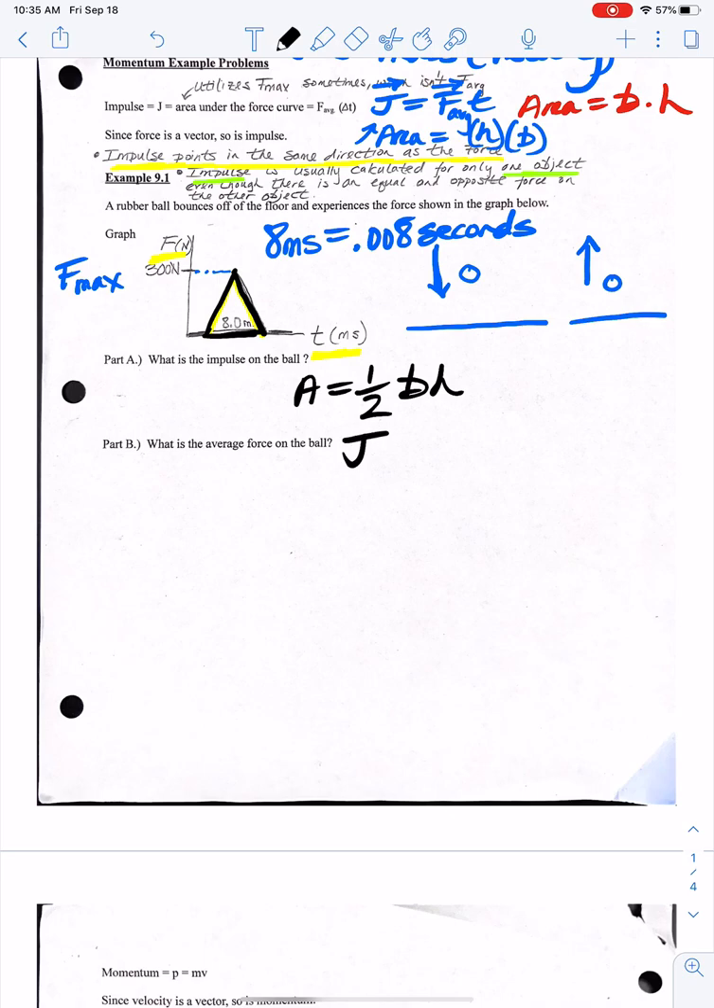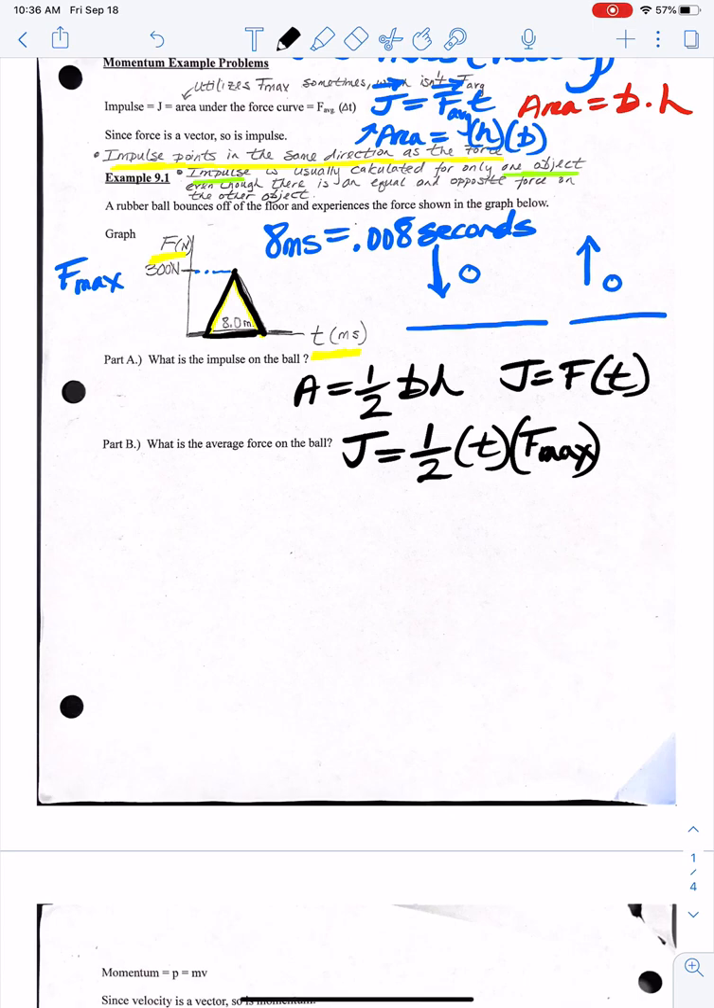So we're saying that J is equal to 1/2 the base, which is time, times F max. While we normally know that J is equal to F times T, in this case, it's going to look a little different just because we're dealing with F max, not F average. And that's why the formula has the 1/2 in it, right? And that reflects the area of the triangle.